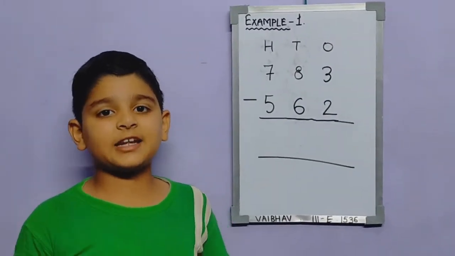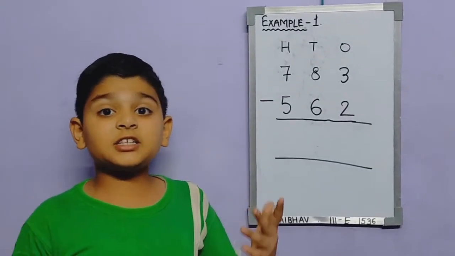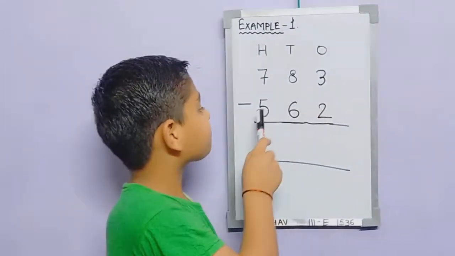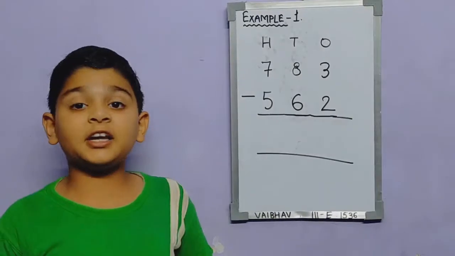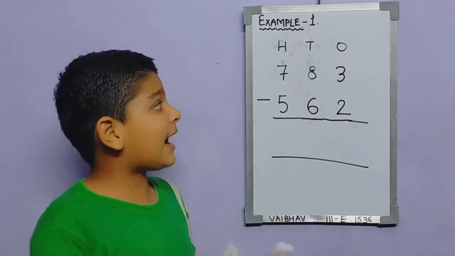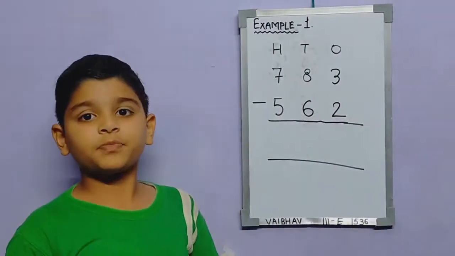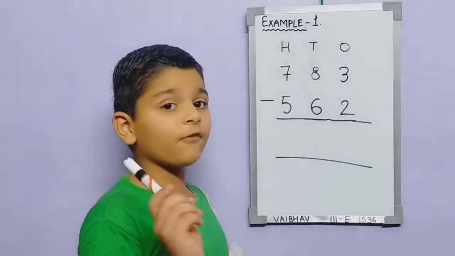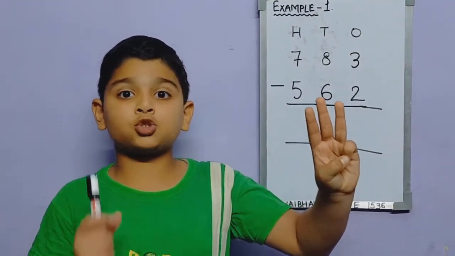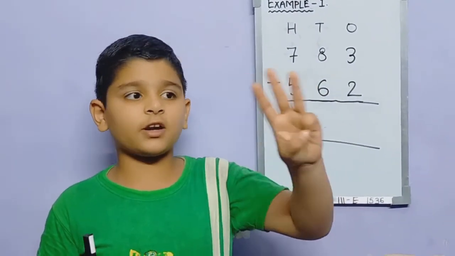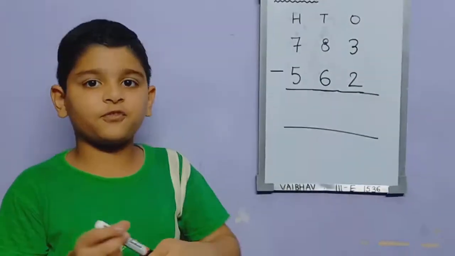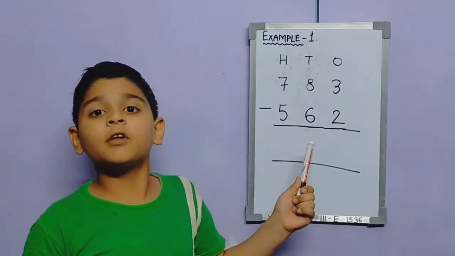So friends, let's take an example. It is 3-digit subtraction. The numbers are 783 and 562. You can see, friends, it is a minus sign. I have told you that we start from the ones place. So let's start. First is 3 minus 2. I have 3 fingers. I minus 2 fingers from these 3 fingers. 1, 2. How many left? Very good, friend, 1 is left. So here I will write 1.